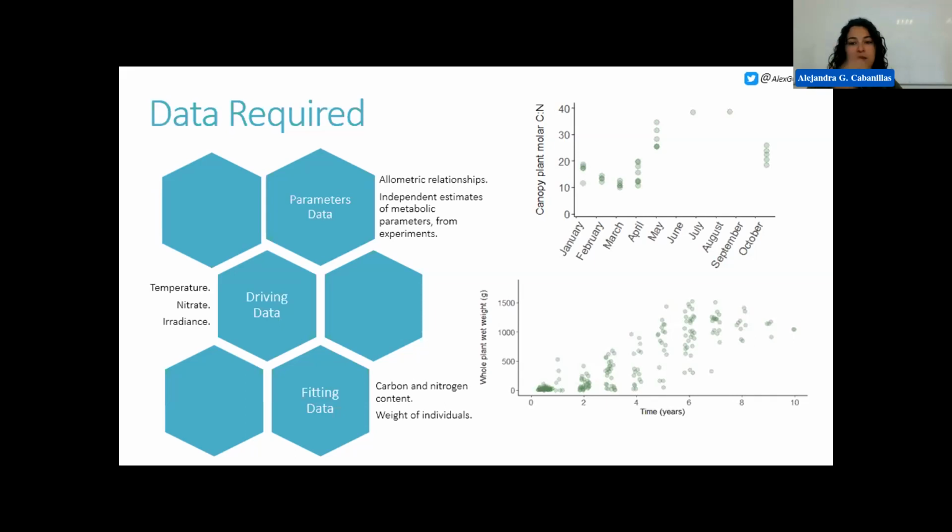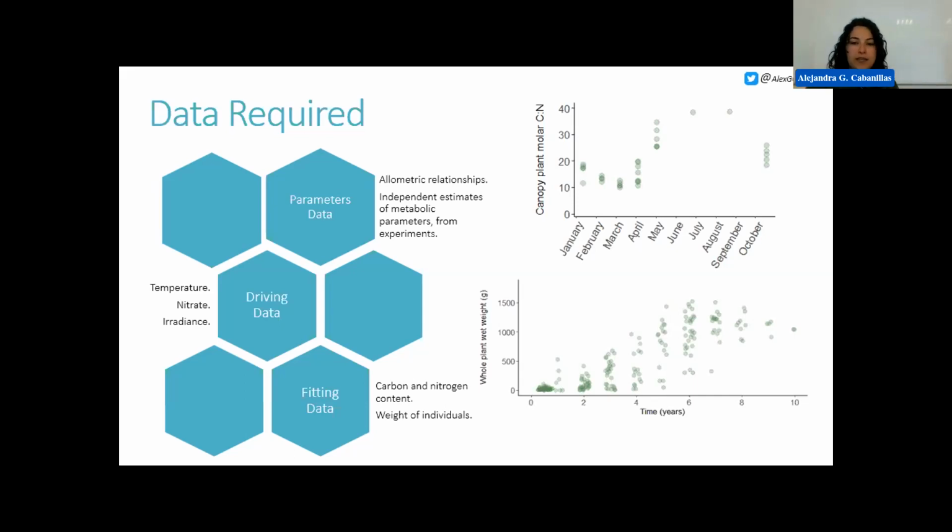The previously mentioned irradiance, temperature, and nitrate availability are our required environmental conditions, which is basically how we understand how the environment affects growth. And this can be used to define where or when our plant simulation is occurring. And that's the main component that we're using to then see the effects of climate change.